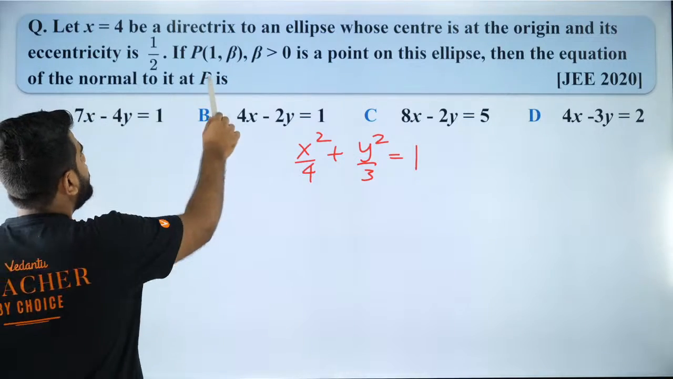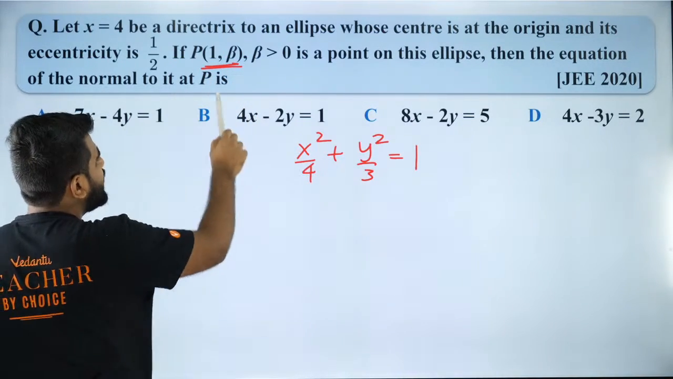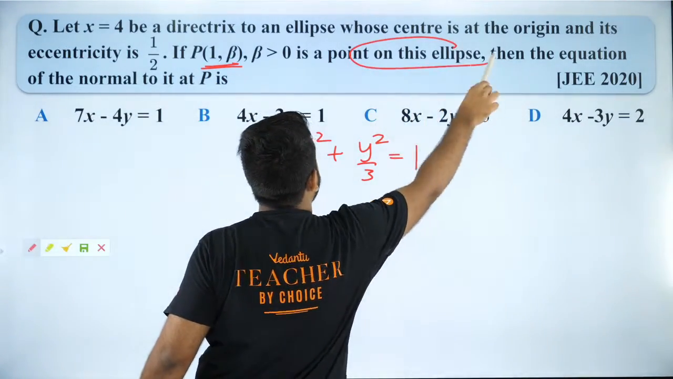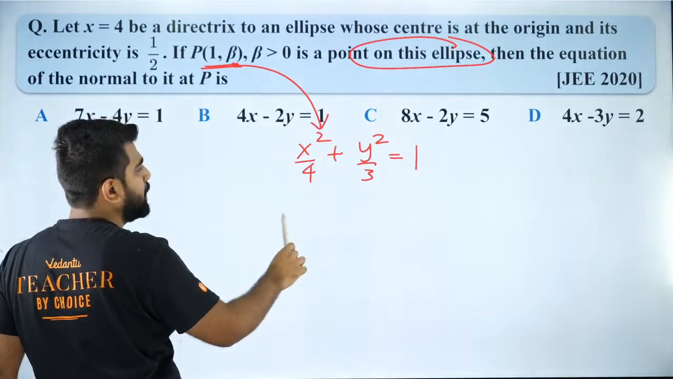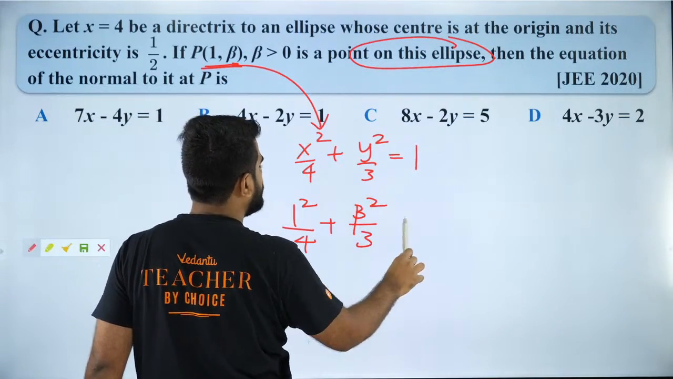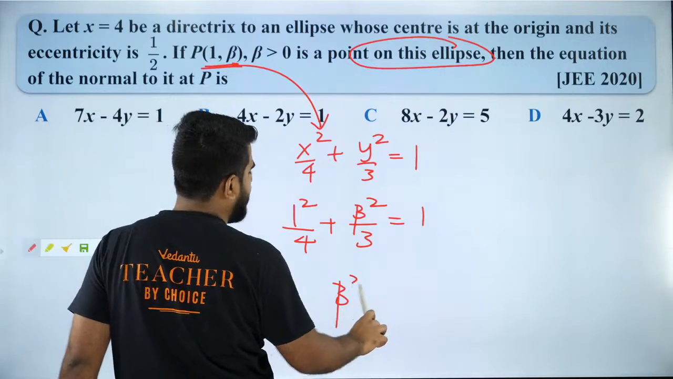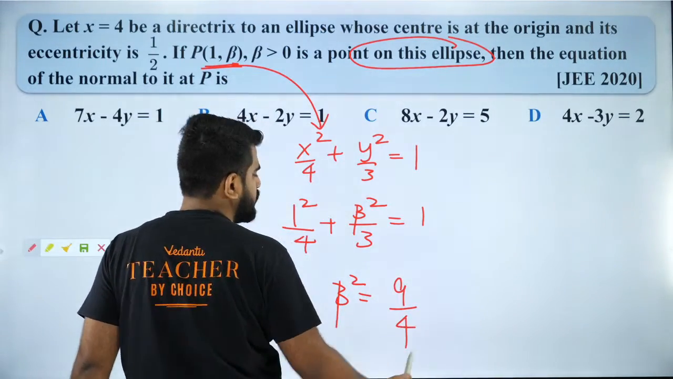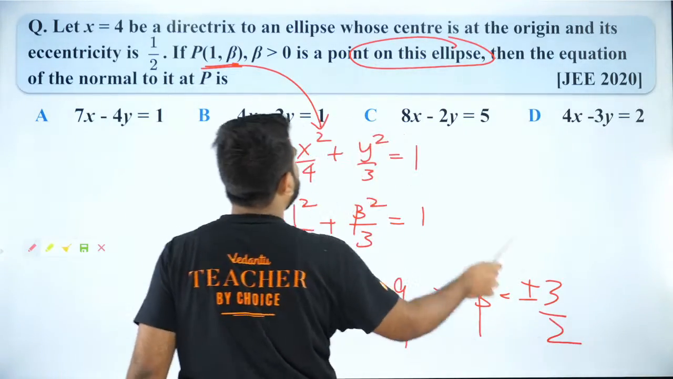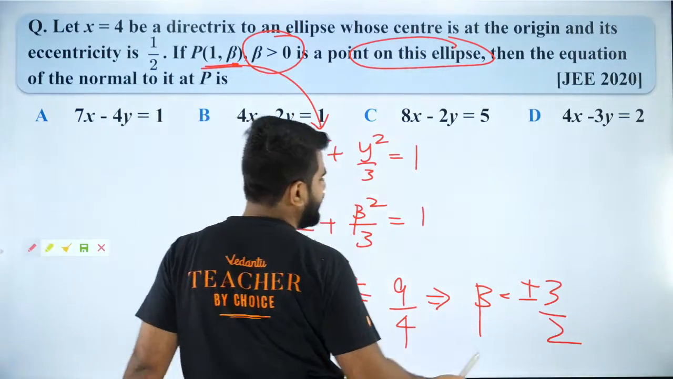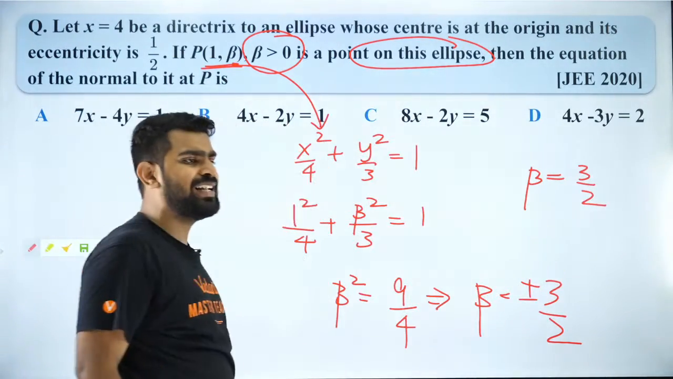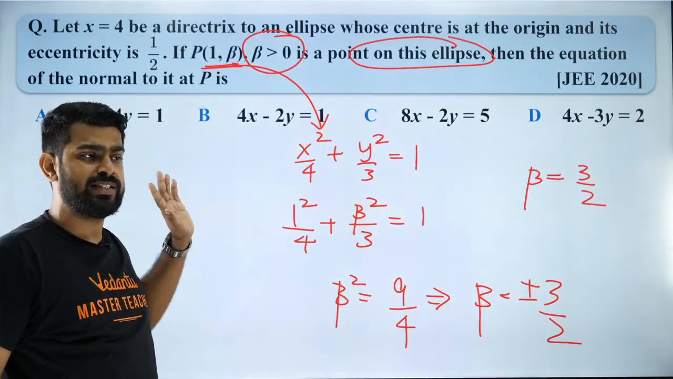Now we know that P is (1, beta). Since it lies on the ellipse, it should satisfy the equation of the ellipse. So I can say 1 square by 4 plus beta square by 3 equal to 1. So can I say beta square is equal to 9 by 4? So beta will be equal to plus or minus 3 by 2. But please understand, beta is positive, so it cannot be minus 3 by 2. So beta is equal to 3 by 2. Did you all understand till here? This is the second step of the question.